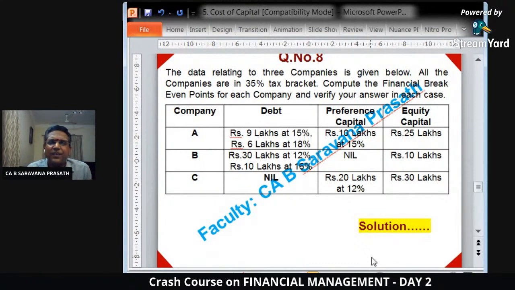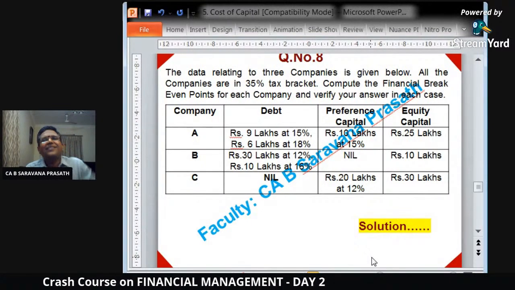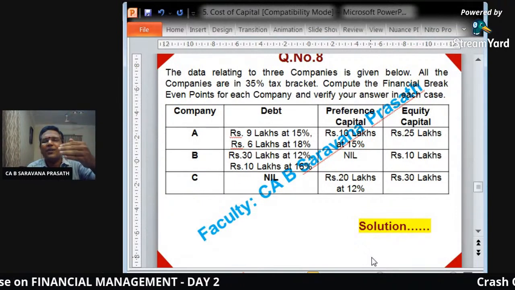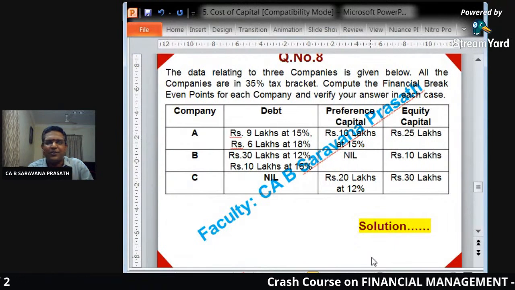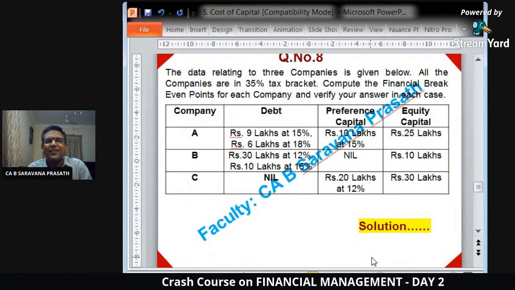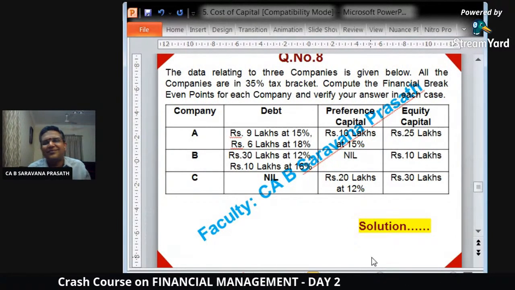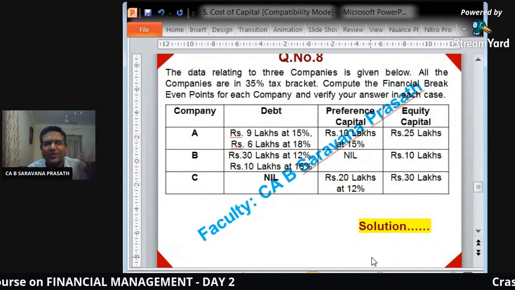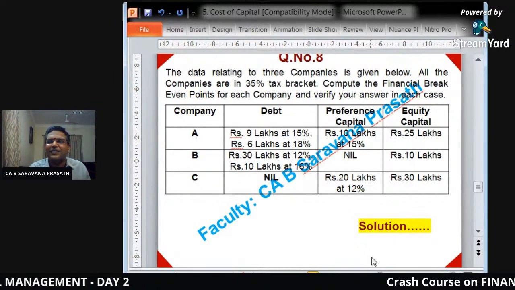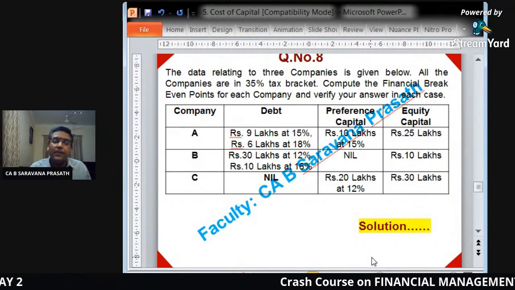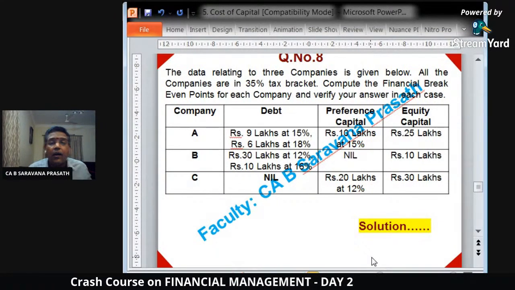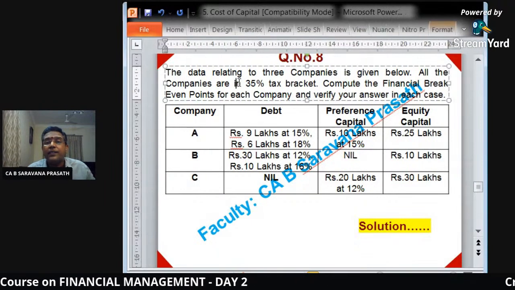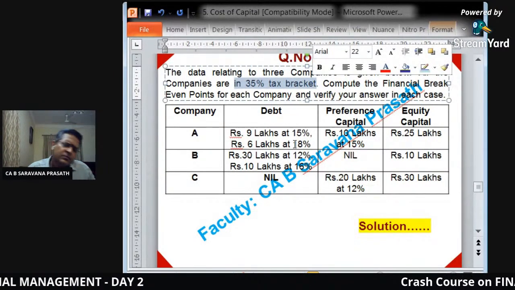Verify your answer in each case. Prepare the profit statement. You will find EBIT minus interest is equivalent to EBT, less tax is equivalent to EAT, minus preference dividend is equivalent to residual earning. You will find residual earning is equivalent to 0. Residual earning is equivalent to 0. That is what is considered as financial break-even point. Right. So let's also understand one more point here. All the companies are in 35% tax bracket.